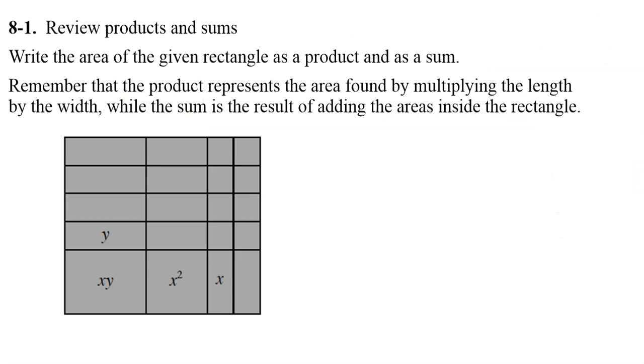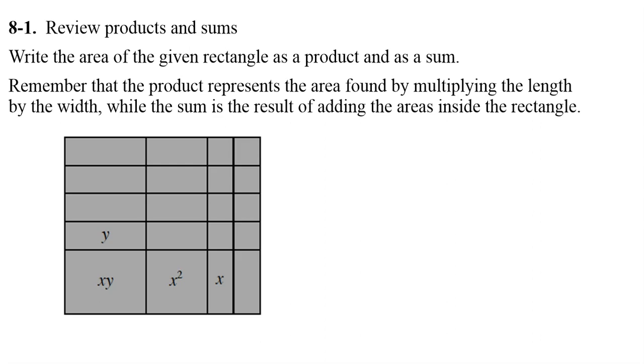So here we are going to review some products and sums. What we're going to do is write the area of the given rectangle as a product and as a sum. Remember that the product represents the area found by multiplying the length by the width, or the base by the height. And the sum is the result of adding the areas inside the rectangle.